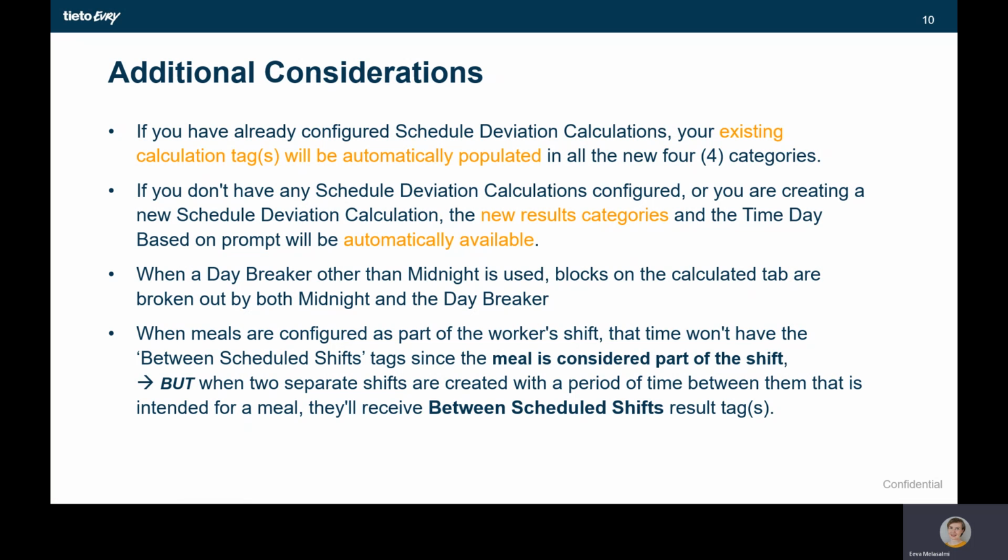If you have configured meals as part of the worker's shift, in that case, we will not apply the between scheduled shifts tag because the meal from configuration perspective is considered to be part of the shift. But in case you are creating 2 time blocks with a period of time in between them that someone is intended to be used for a meal, then that time will receive the between scheduled shifts tag.